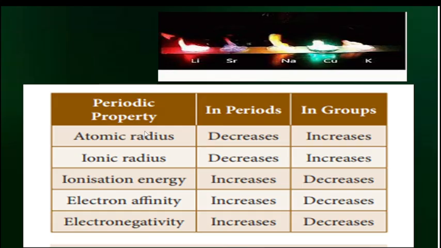So, overall, the periodic properties. The atomic radius decreases in periods and increases in groups. The ionic radius decreases in periods, increases in groups. Ionization energy increases in periods, decreases in groups. Electron affinity increases in periods, decreases in groups. Electronegativity also increases in periods, decreases in groups.